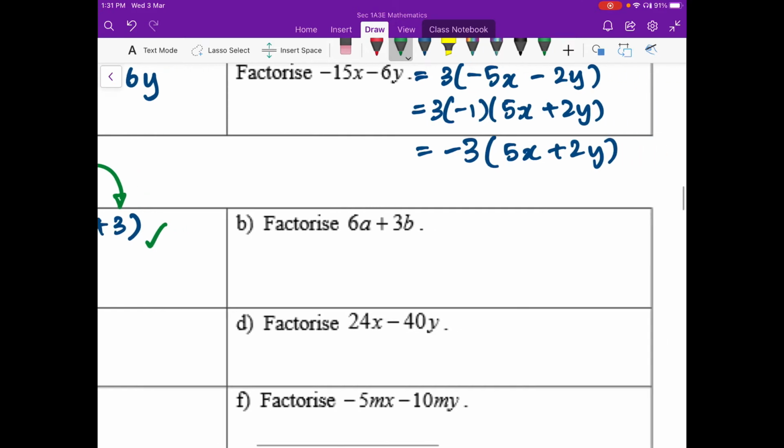Let's carry on with part B. Factorize 6a plus 3b. What is the common factor? Clearly it is 3. So we have 2a plus b. In your mind, do your expansion. Do you get back the left hand side? Yes, you do.